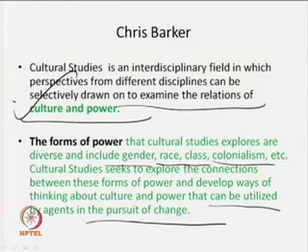The need to do this is a political one, and it is this. Let us look at this again: that can be utilized by agents in the pursuit of change. The pursuit of change is again a cornerstone of cultural studies.